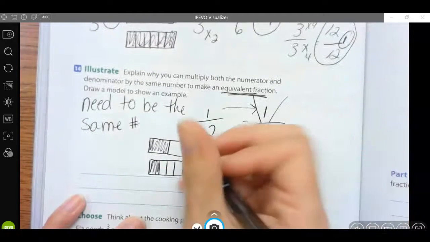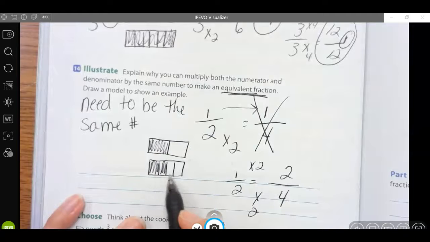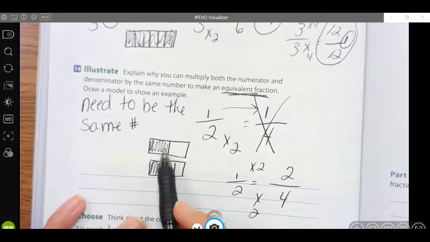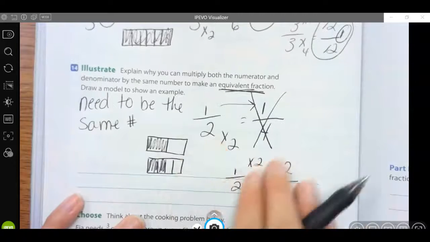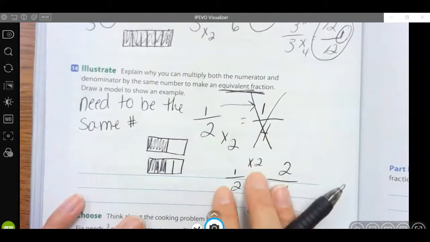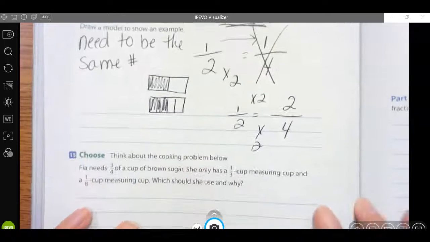So in our model, if I shaded this other part in, see how 2/4, 2 of the 4 pieces, are equal to 1/2. Okay, that's just an example. You can do this equation in this example so many different ways. Okay.